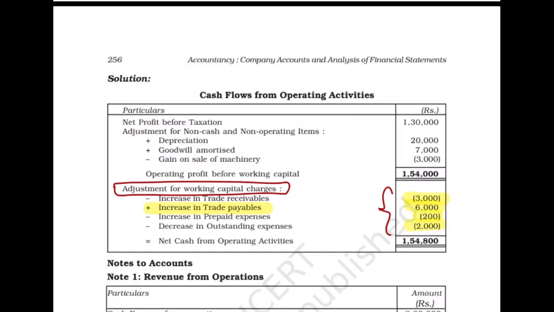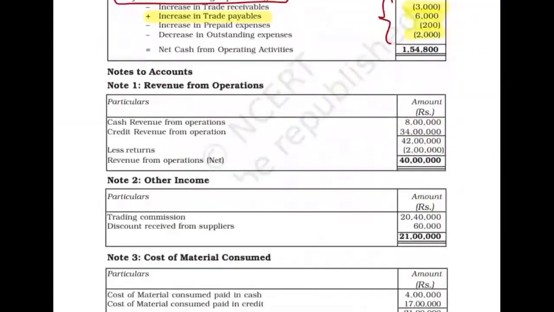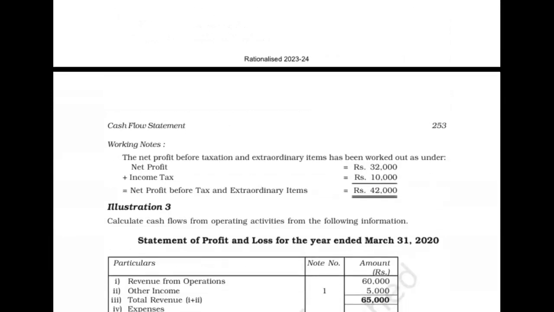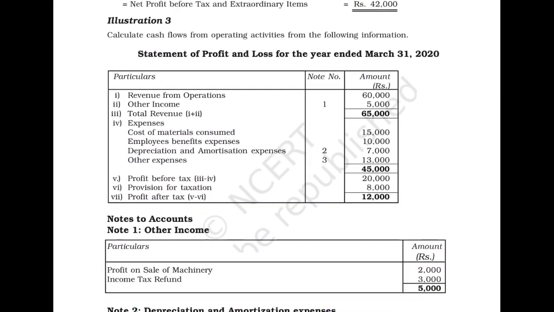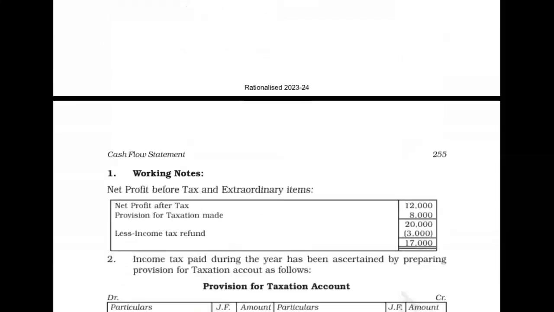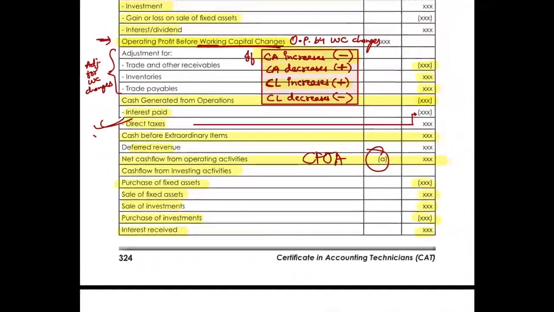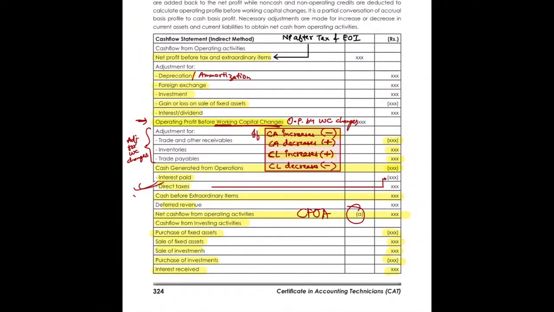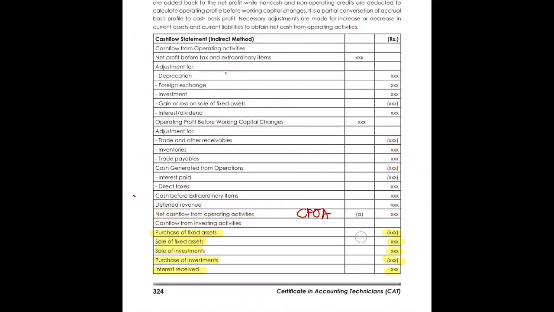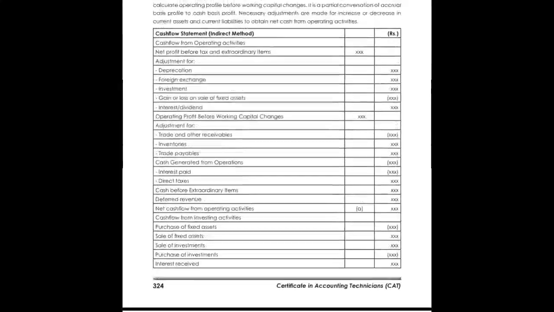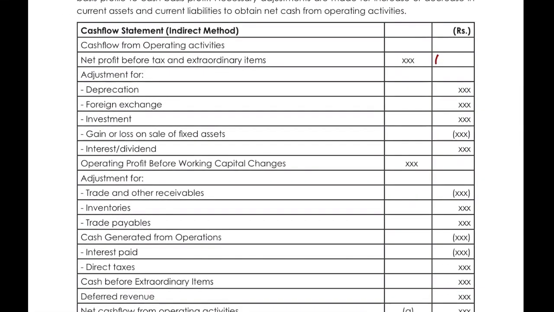Let us quickly do one question and just solve the operating part of it. Let's do the same question which we were doing earlier. The Charles Limited has made a profit of rupees 1 lakh. So let us start putting up the figures into our format, which we have seen right now. We are just solving the operating activities, and the start point is the net profit which they have given us. The start point is 1 lakh rupees. That is the net profit.